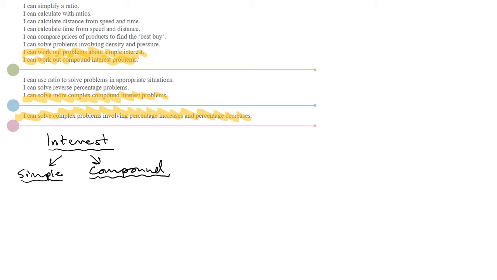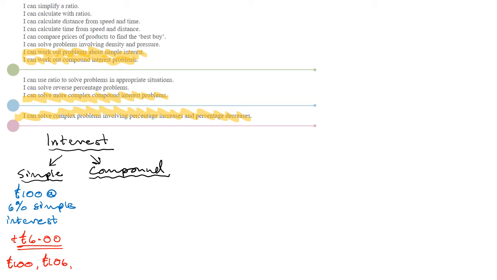Simple interest, if I had £100 at 6% simple interest, all that would mean is that every year I would get 6% of 100 added on. 6% of 100 is £6. So every year I would add on £6 to what I started with. So I started with 100, add on 6. After a year I've got £106. Add on 6 again, after 2 years I've got 112, add on 6 again. After 3 years I've now got 118, and so on.